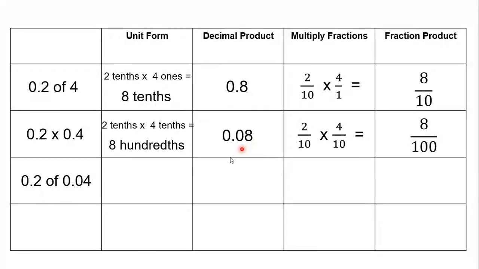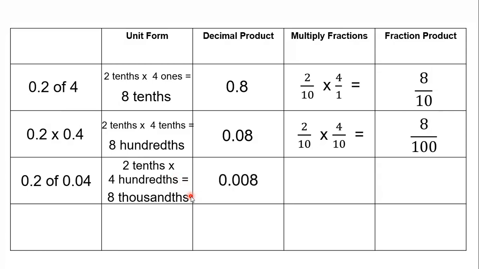Here we have 0 and 2/10 of 0 and 4/100. So we can rewrite this in unit form as 2/10 times 4/100. 2 times 4 is 8. Tenths times hundredths is thousandths. So we have 8 thousandths, which we can rewrite as 0 and 8 thousandths.